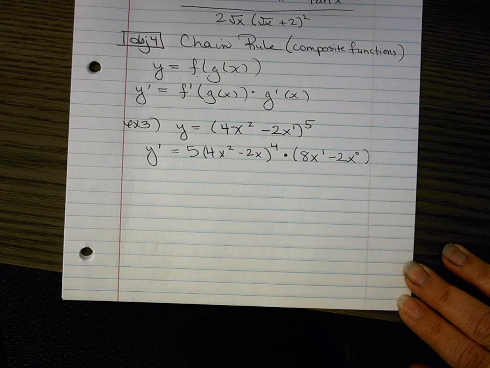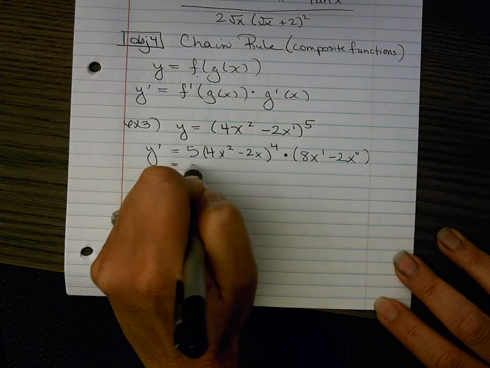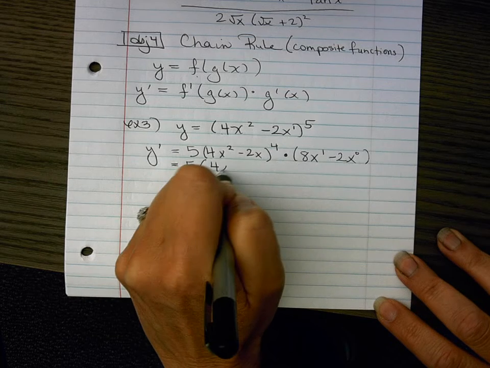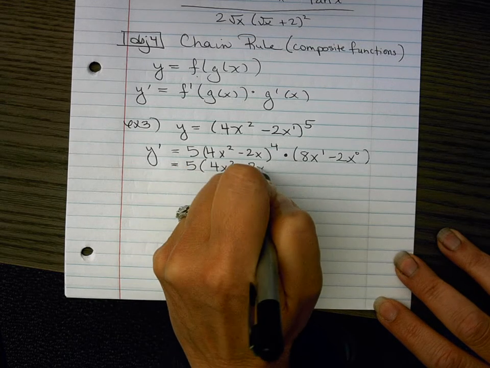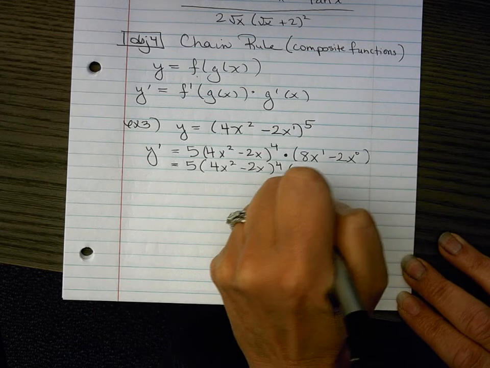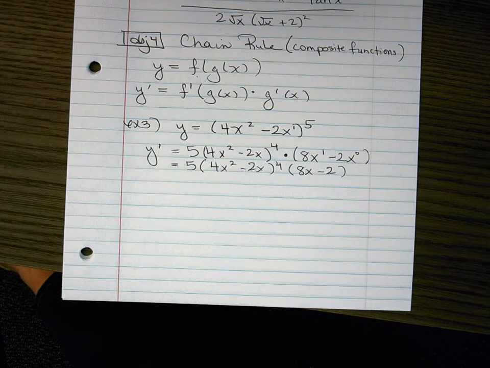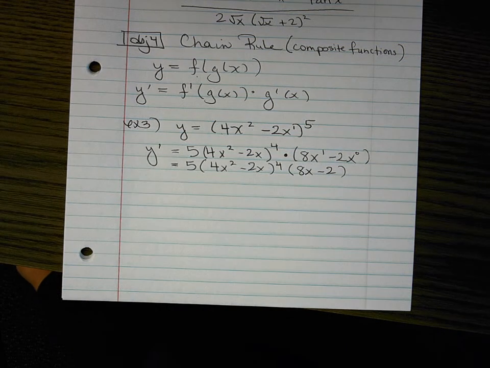And that would be chain rule. And so I can simplify this a little bit, so I'm going to go ahead and do that. So that would be 4x squared minus 2x to the power of 4. And then x to the 0 is 1, so that would be just 8x minus 2. And then I can leave it like that. And then you can distribute that if you want to as well. And then that's it. Okay?